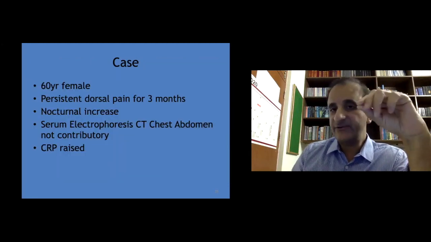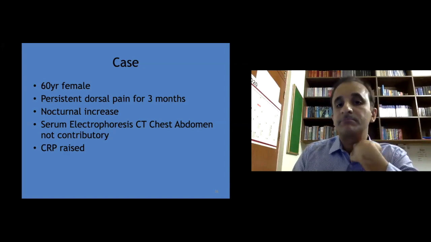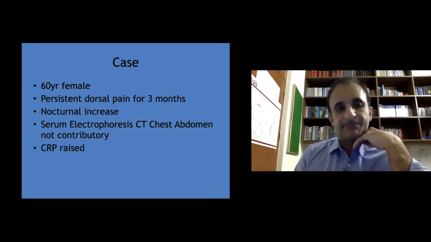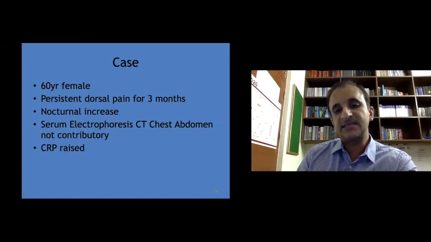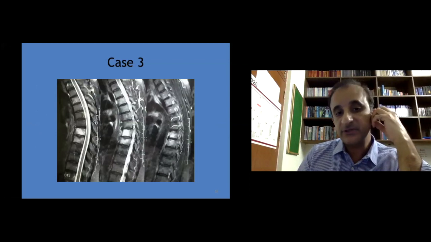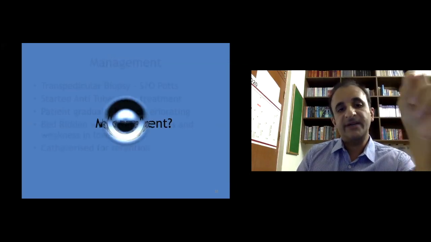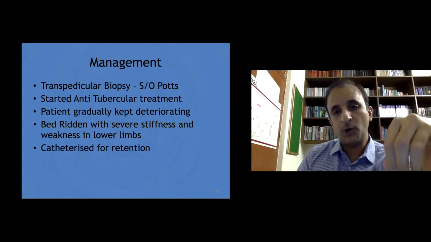This is a very interesting case here. The 60-year-old female, persistent dorsal pain for 3 months, nocturnal increase. She underwent serum electrophoresis, CT chest, abdomen, which was not contributory. The CRP was raised. This was the disease. So we needed a biopsy. We went ahead. We did a transpedicular biopsy, which came out positive for Pott's.